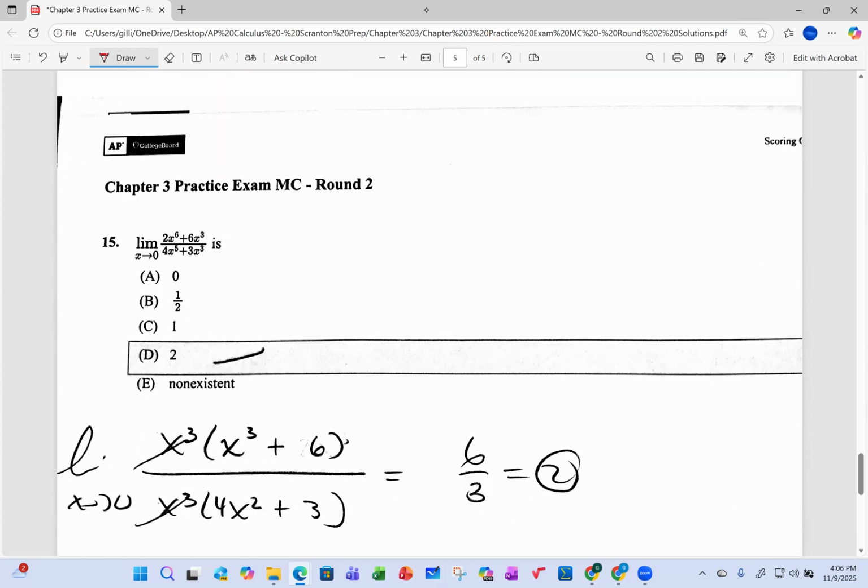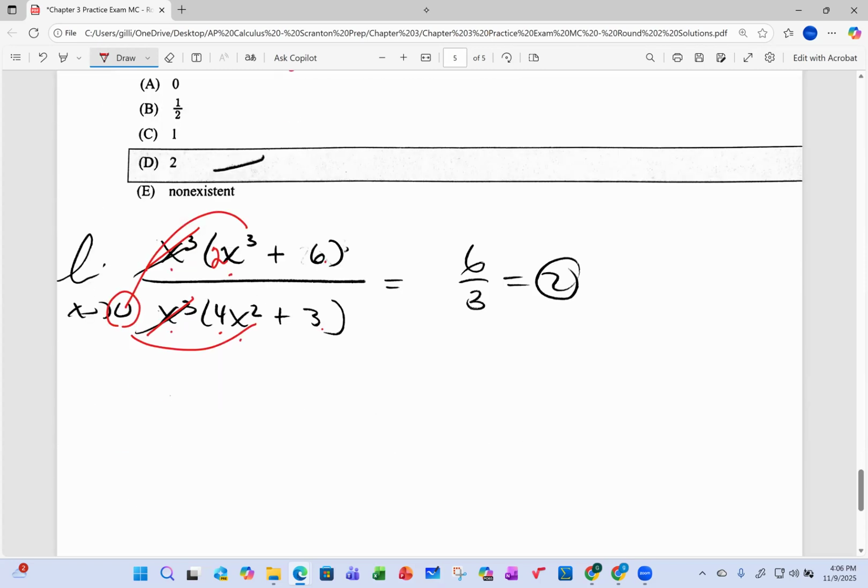And last but not least, I would not use L'Hopital's rule because we do get 0 over 0 by direct substitution. But one of our older methods would work here. Just factor out an x cubed, and what's left is, well, actually 2x cubed plus 6. And then on the bottom, taking out an x cubed would be 4x squared plus 3. These divide out, and when I let x go to 0, 6 over 3 is 2.